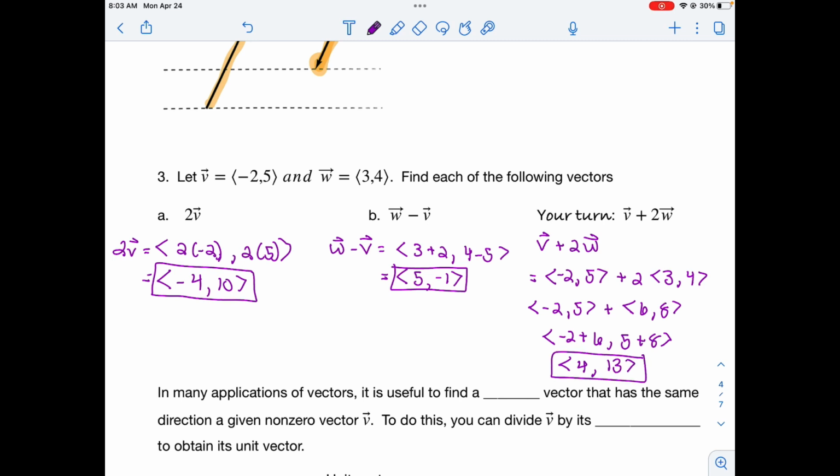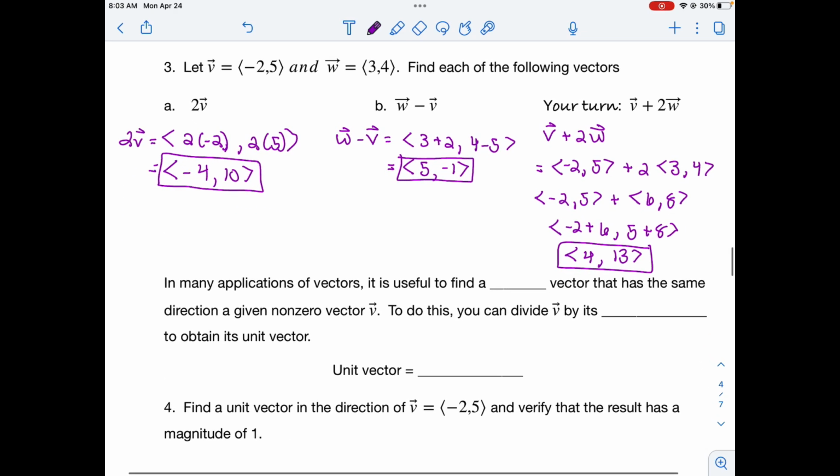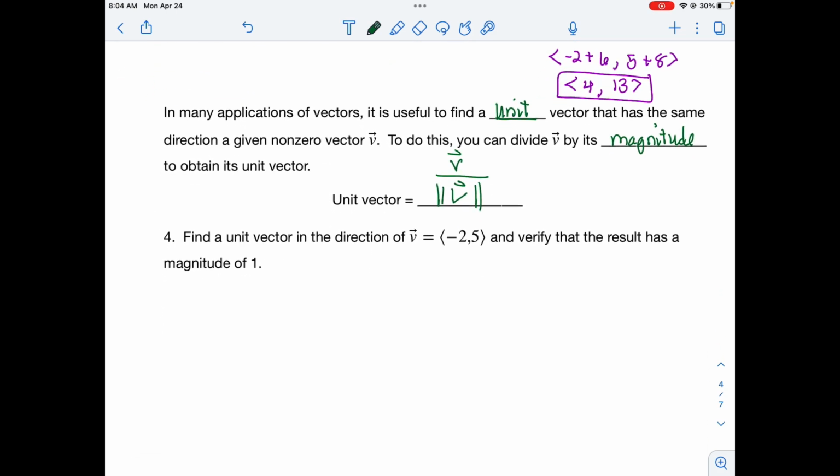In many applications of vectors, it's useful to find something called the unit vector. So the unit vector has the same direction as the given non-zero vector v, but it only has a magnitude of 1. So we find this unit vector by taking our vector v and dividing by the magnitude of vector v. So we can get a length of 1. So think about the unit circle, which has a radius of 1, same thing here with our unit vectors. So our formula for the unit vector is our vector divided by the magnitude of the vector. So find the unit vector in the direction of vector v. Here's our formula for the unit vector.